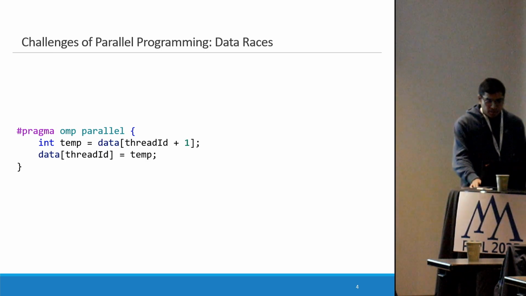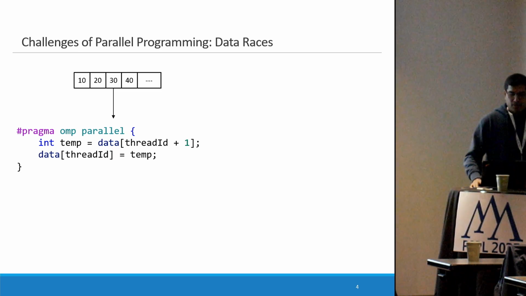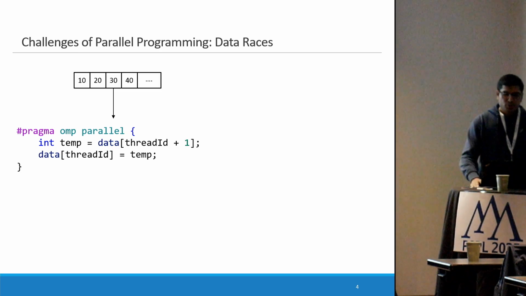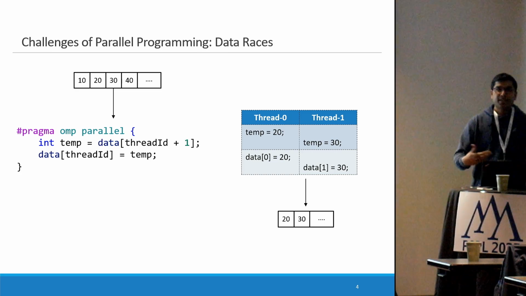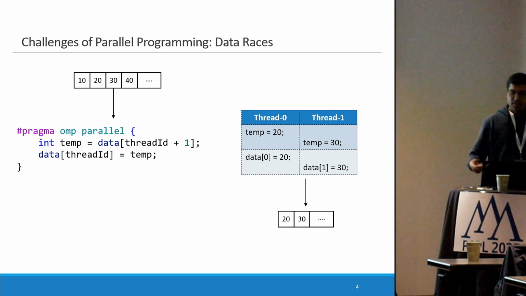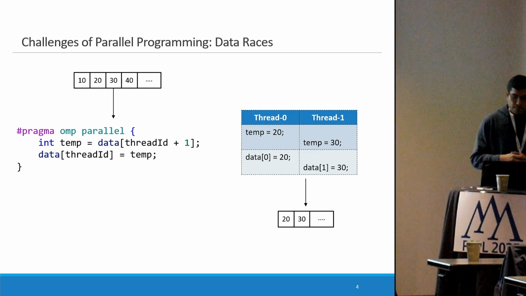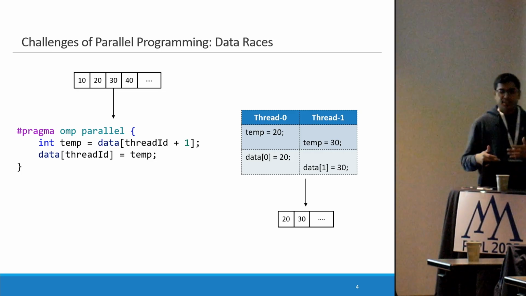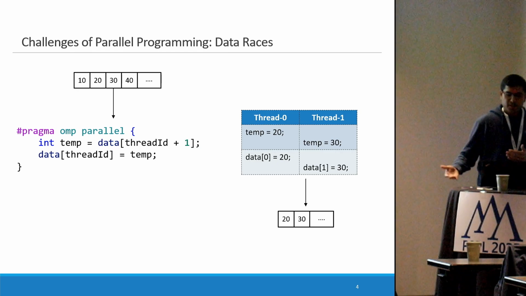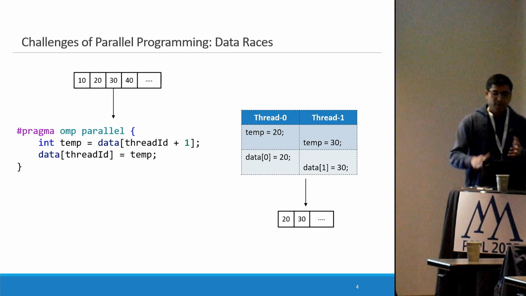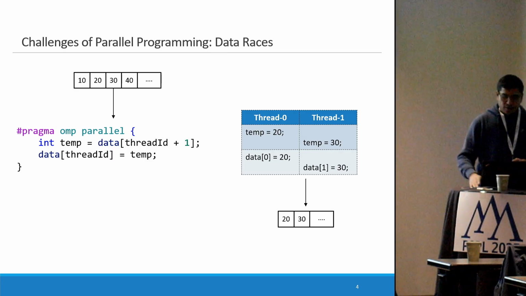In this example, let's say there's an input array, and this array is the data array, and we might have different execution sequences or traces of this program. Let's consider two threads, thread 0 and thread 1. In this sequence, thread 0 reads the element first, followed by thread 1, and thread 0 writes first, followed by thread 1. So we have the output data array after this execution.